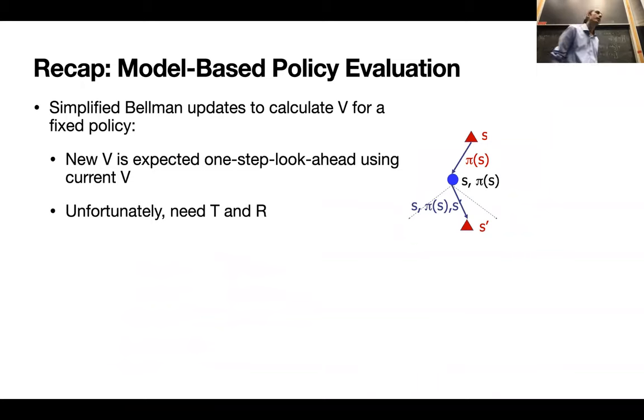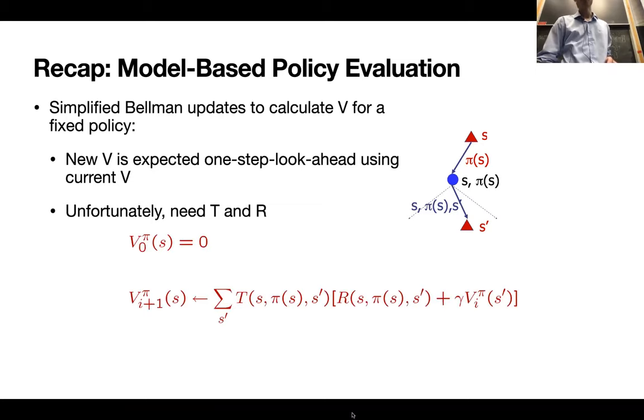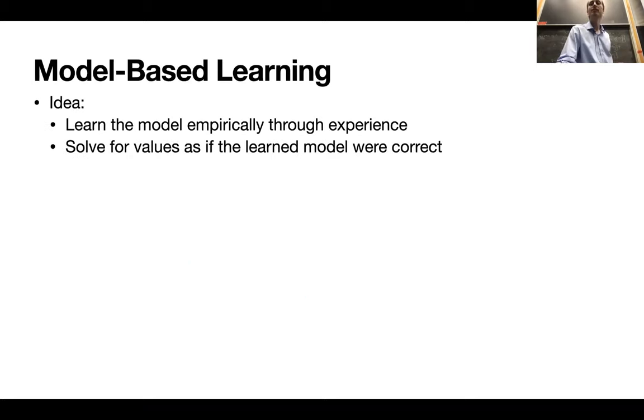And we can do better by using the Bellman equations. We can simply use the Bellman equations to calculate V for a fixed policy. So these were the Bellman equations under fixed policy pi. Again, the values V under policy pi at state s are given by the values V at state s prime, summing over all the states s prime. Again, the problem is we don't know T and R. We don't know the transition T and the reward R, so we have to estimate them.